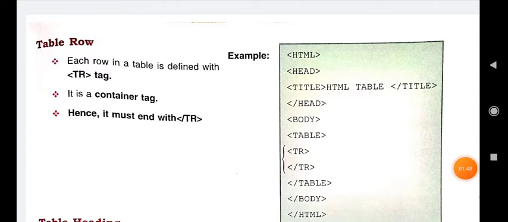Next we have the table row. Each row in a table is defined with the tr tag. So to create any row in a table, we use the tr tag. It is a container tag, hence it must end with the closing tr tag.